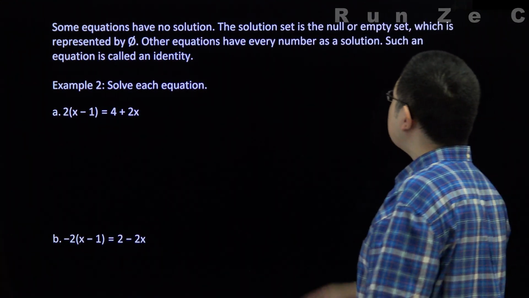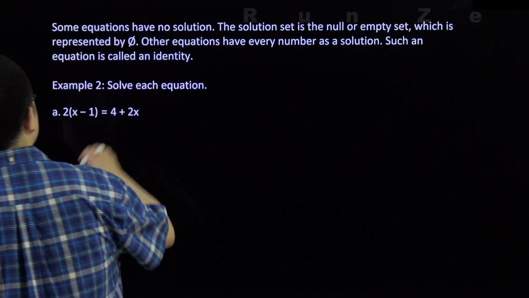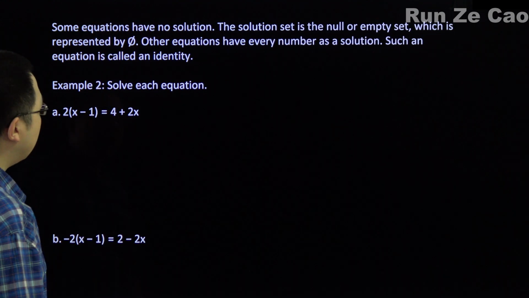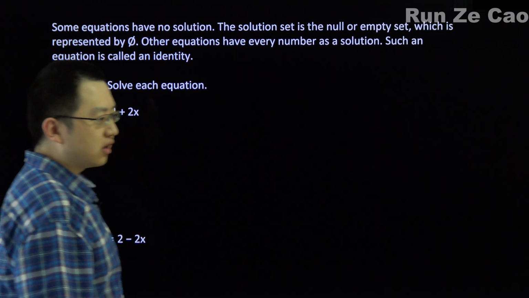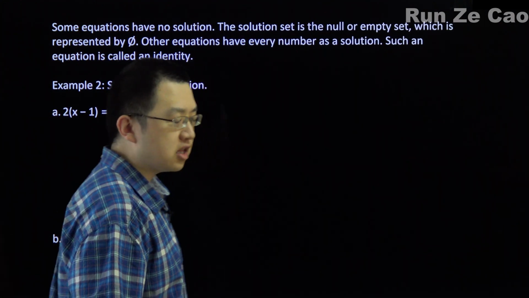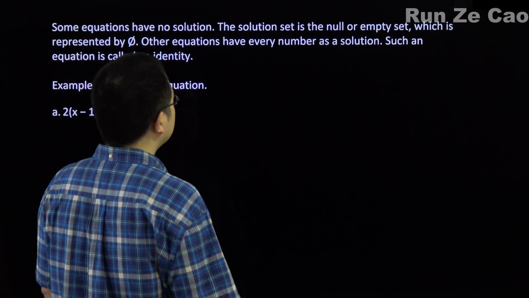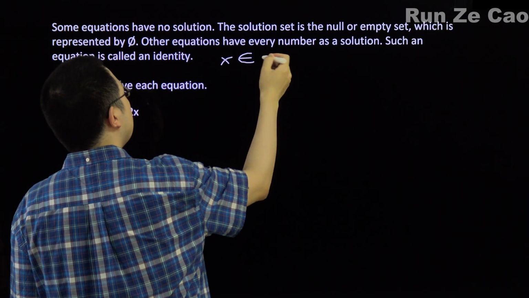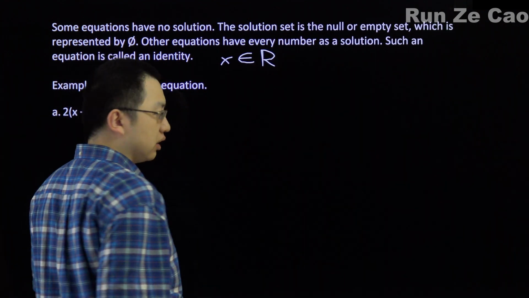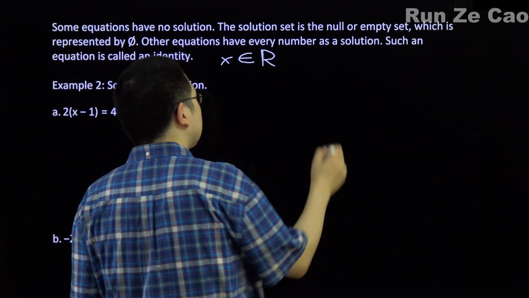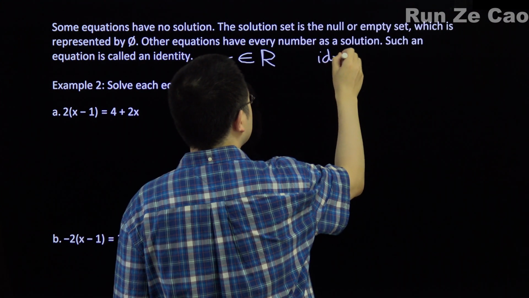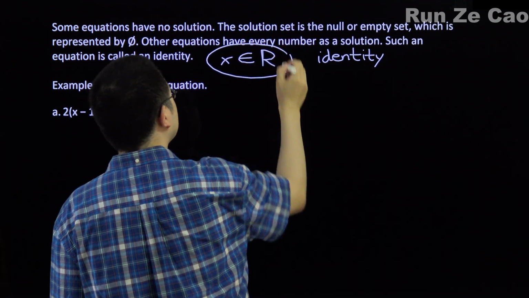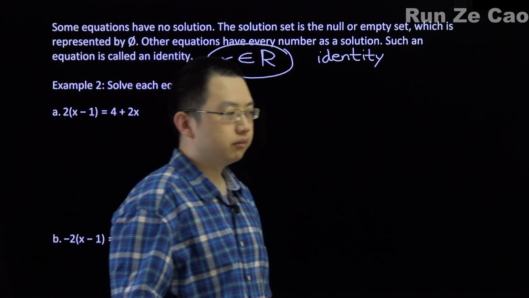The solution set is a null or empty set, which we represent by an O or a 0 with a slash through it. Other equations have every number as a solution. This is called an identity. You could state this to be an identity by going x, or whatever other variable, is an element of the real numbers, so it's true for all real numbers, or you can just write identity, depending on convention. I for one am used to the x as an element of real numbers version.